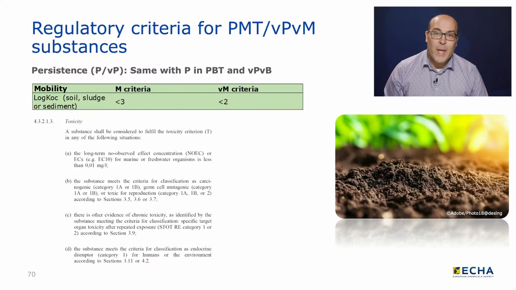The numerical criteria for mobility is a log KOC below 3 for a substance to be considered mobile, and a log KOC below 2 for a substance to be considered very mobile. And here I leave the actual legal text of what are the exact criteria that need to be met for T, basically, classification as a carcinogen or a mutagenic substance or toxic for reproduction, etc.